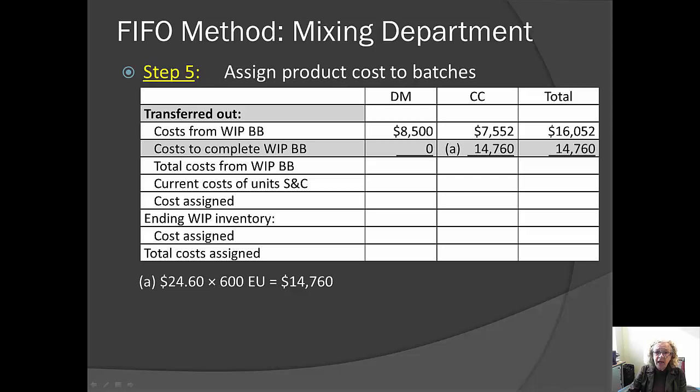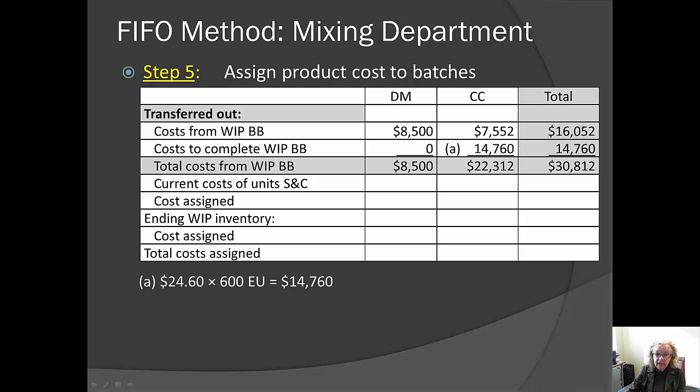And we can add that up. That's the total amount of new costs added to complete the work in process beginning balance. Now we can add up to find the total costs in these units that were started in a previous period, were sitting around in work in process at the beginning of this period, and got finished and transferred out during the period. We can add up for materials and for conversion and in total.